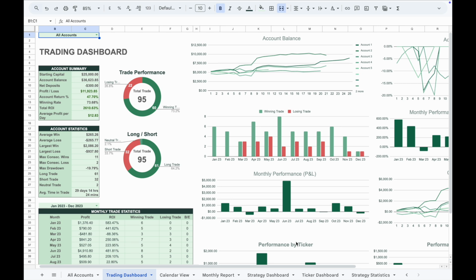It allows users to track their performance and statistics over a period of 5 years across up to 10 different trading accounts. Traders can view and analyze the performance and statistics of each individual account as well as a combined summary of all accounts. In this video, I will guide you step by step on how to set up this journal, input trading data and analyze the statistics.